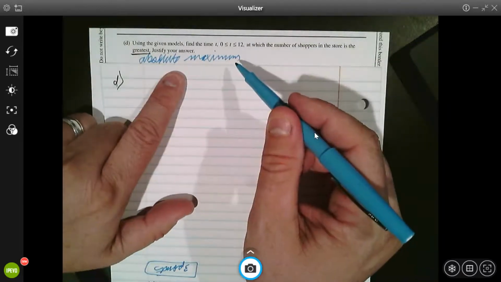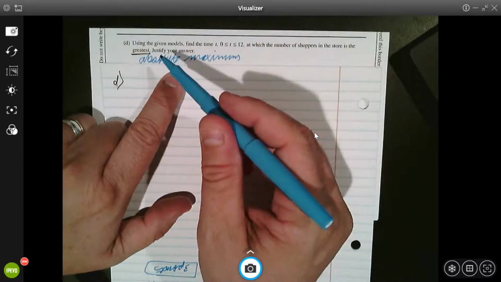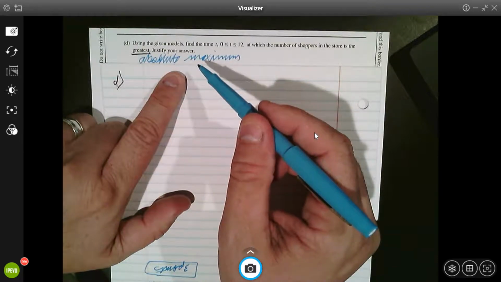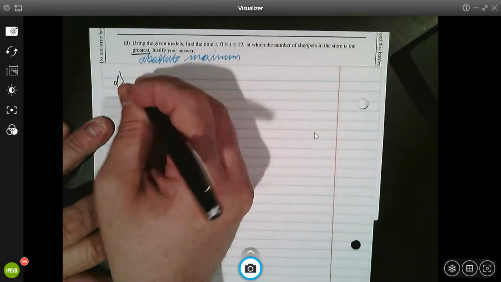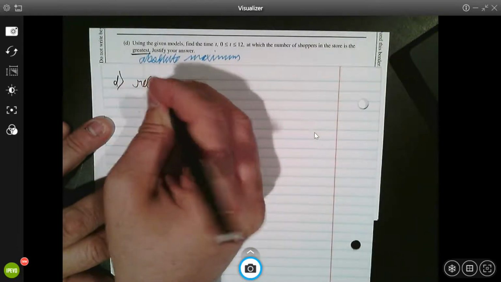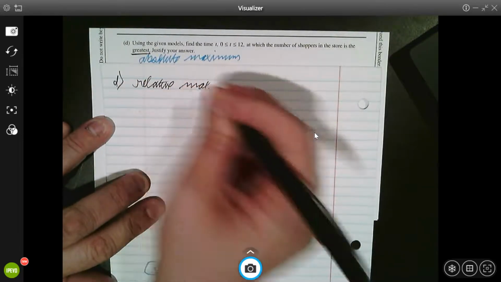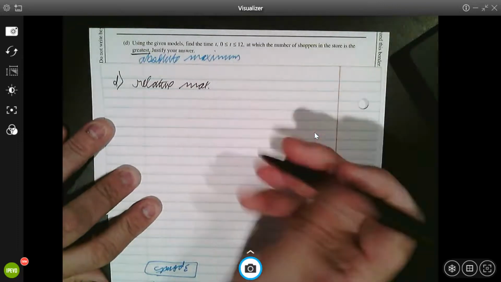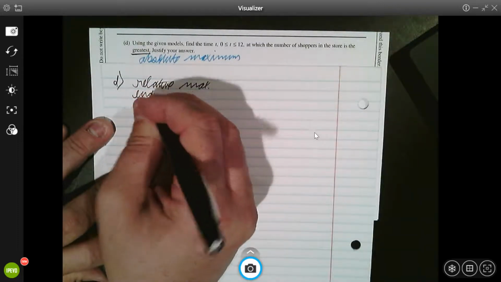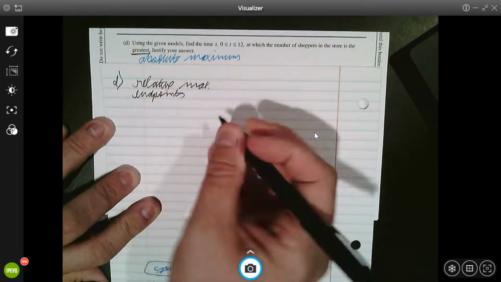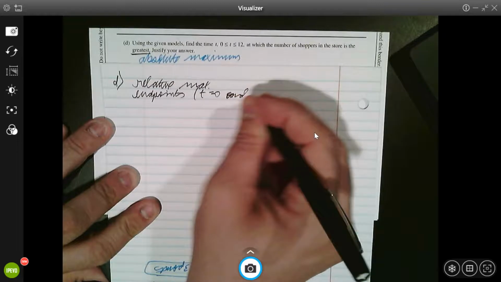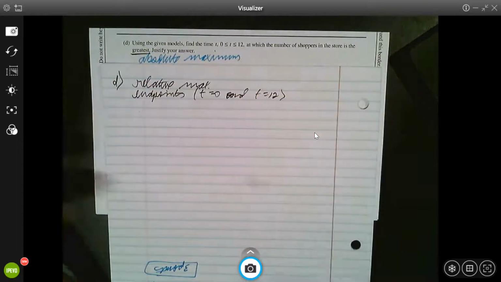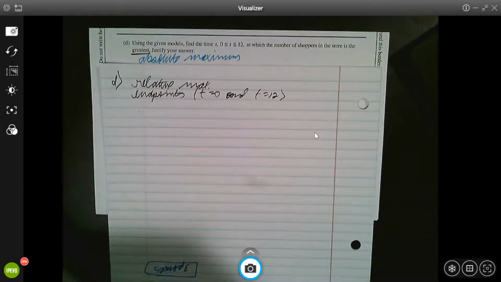And we have a process that we're going to run through here. To find the absolute maximum number of shoppers in the store, what we look for first is the relative maximum. Wherever that happens, that's your candidate. Then we're going to evaluate our endpoints for the interval, which is t equals 0 and t equals 12. And then we're going to state our conclusion.